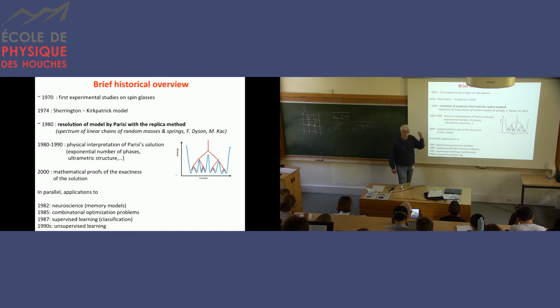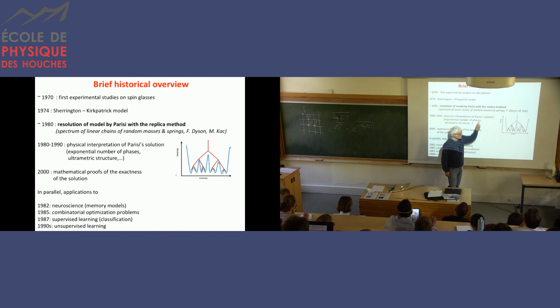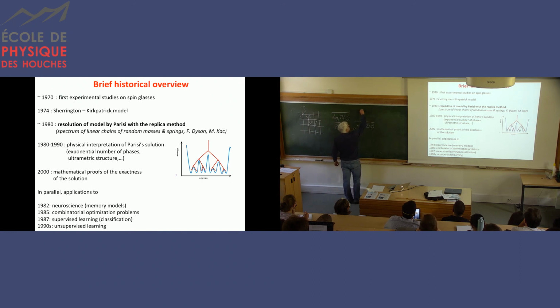And actually, the replica method was not invented in that context. It already existed. From my knowledge, it dates back to an application. There is a beautiful paper by Freeman Dyson, where he looks at models of random chains of random springs. So imagine you have a system with random springs. You have springs and masses, and I think with periodic boundary conditions. Okay, anyway.